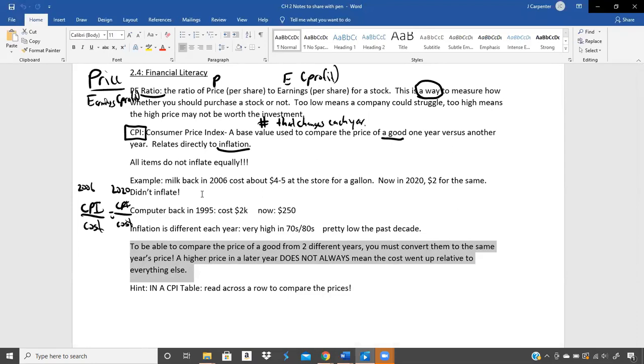To be able to compare the price of a good from two different years, you must convert them to the same year's price, so the same year's dollar. Kind of like a US dollar and a euro have a different value, the dollar in 1995 has a different value than the dollar in 2020. So converting from a dollar to a euro is literally the same thing as converting a 1995 dollar to a 2020 dollar. It's not the same conversion values, but it's the same concept.